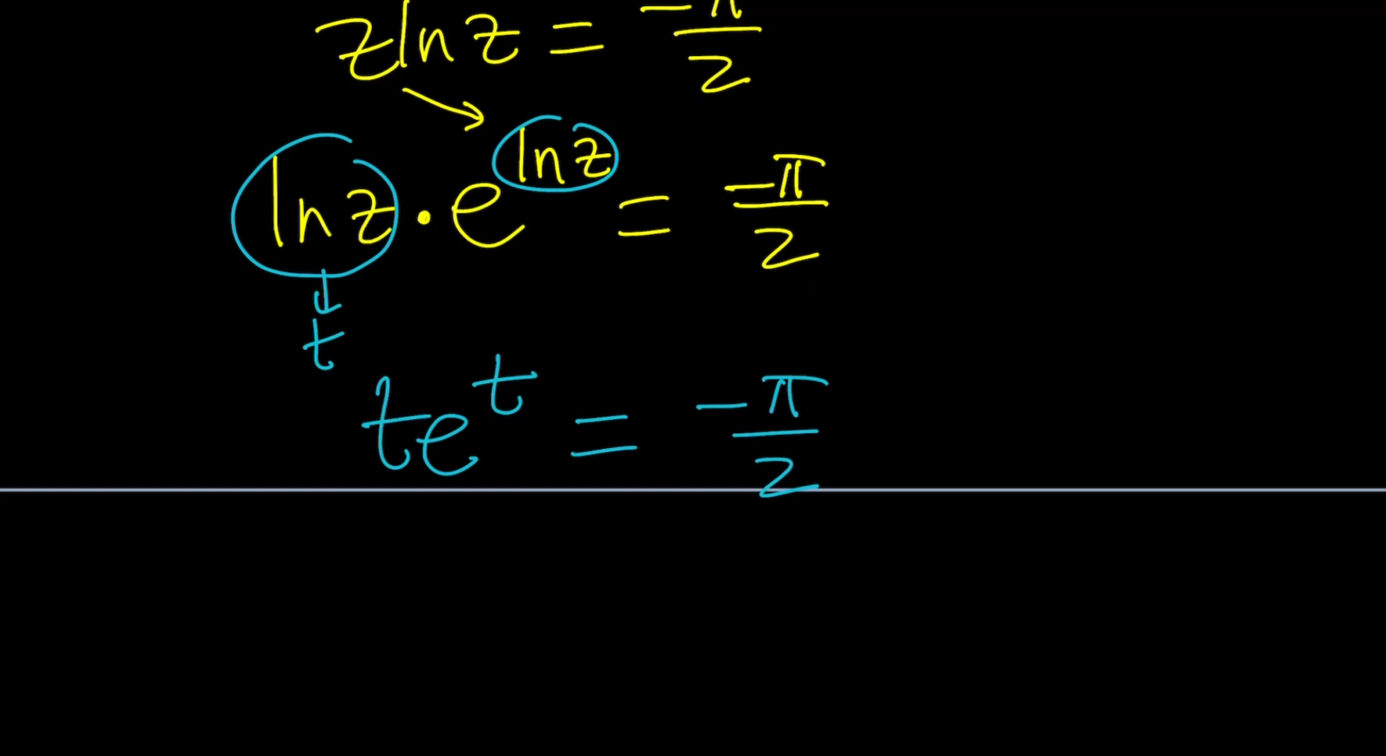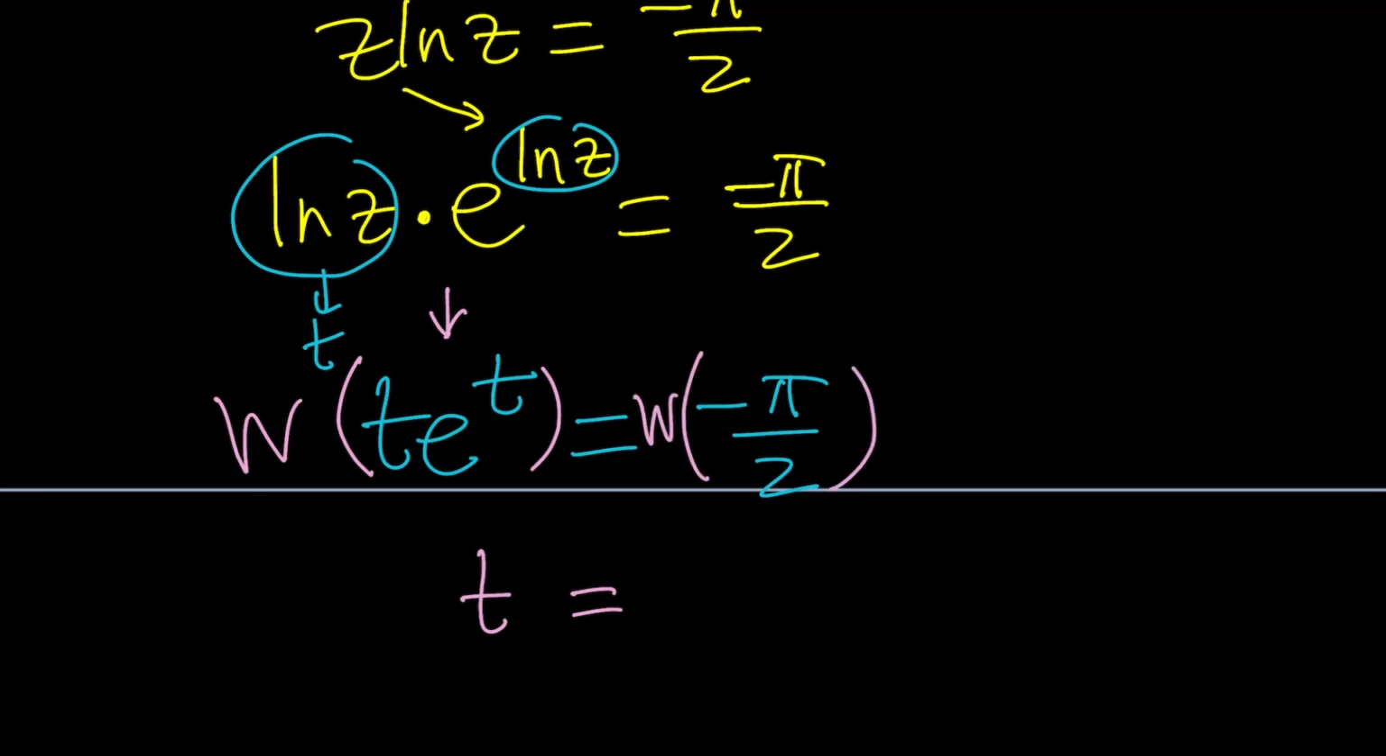Are you familiar with Lambert's W function? If not, go ahead and look it up. It's pretty easy. But basically, Lambert's W function is the inverse of this function right here inside the parentheses, t e to the t. So when I apply it to t e to the t, it just gives us t. But on the right-hand side, we have something a little ambiguous at this point. But don't worry, we'll fix that too.